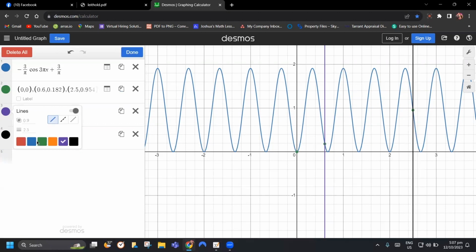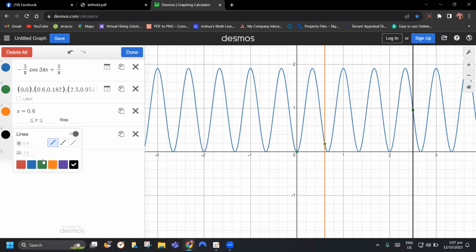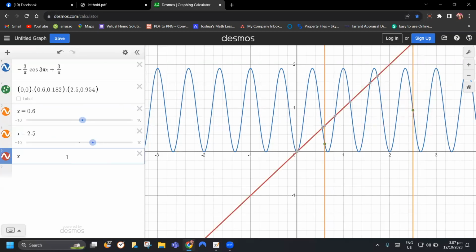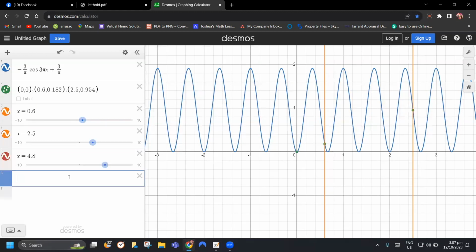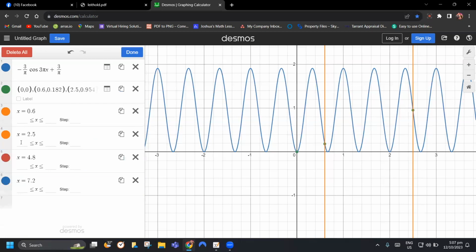What if all of them should be just one color? Okay. And then x equals 4.8. And x equals 7.2. Become one color now.